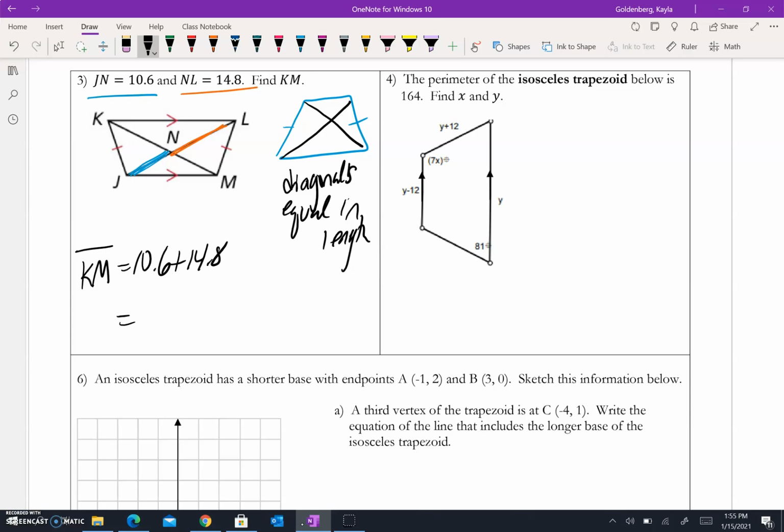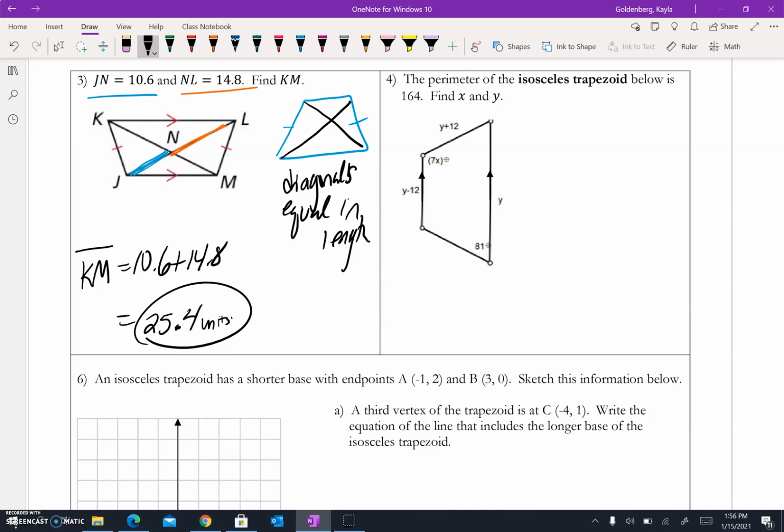Okay, so 10.6 and 14.8, right? That combines to be 25.4 units. We don't really know what the units are, so you could put units or just leave it as it is. The perimeter of the isosceles triangle below is 164.